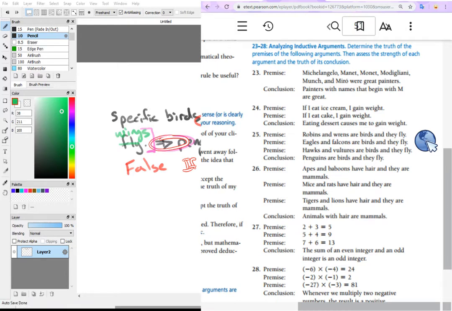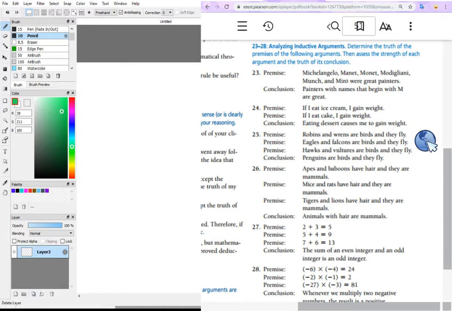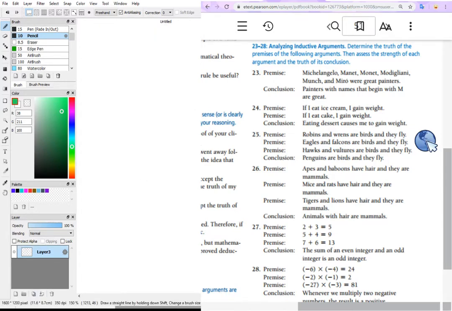Apes and baboons have hair and they are mammals. Mice and rats have hair and they are mammals. Tigers and lions have hair and they are mammals. Animals with hair are mammals. That is almost true, I want to say. I don't know, how do we say that? That it's not quite true. I think there could be an animal out there that has hair and is not a mammal.